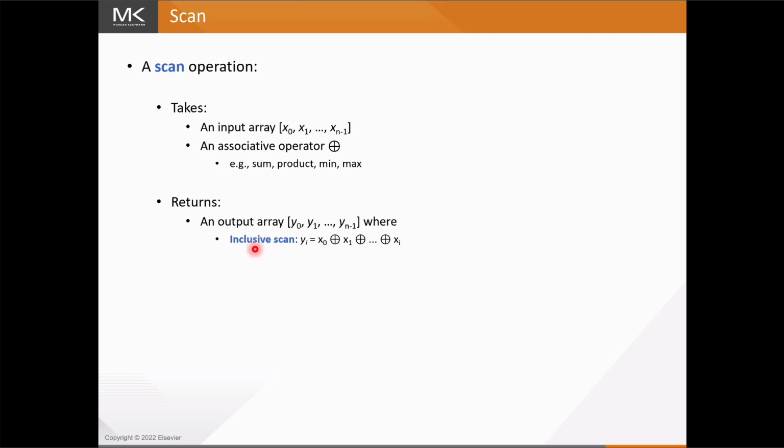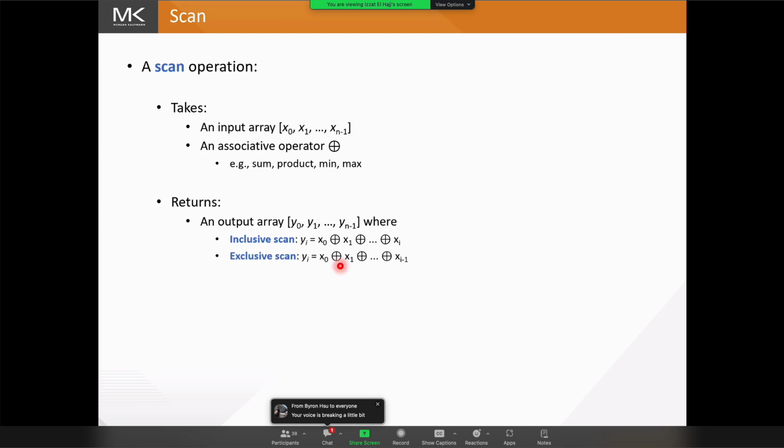In an inclusive scan, every element in the output yi is the operator applied to x0 through xi in the input. In an exclusive scan, it's the operator applied to x0 up until xi minus 1. So for some element y1, I apply the operator to x0 through x1 for the inclusive scan, or just all the preceding elements, but not x1, for the exclusive scan.